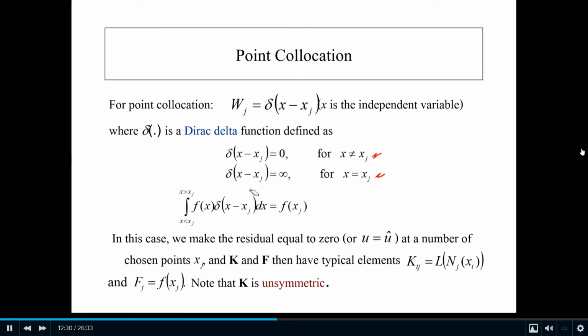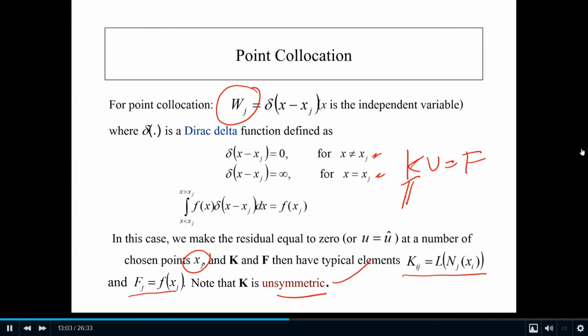So in this case, when you use point collocation, or select the Dirac delta function as a weight function, it's something like we make the residual equal to 0 at certain points within the domain. In this case, that point we call xj. And then matrix K and matrix F are given by this and by this. And once you have this, the solution K u equal to F, K itself is going to be unsymmetric.